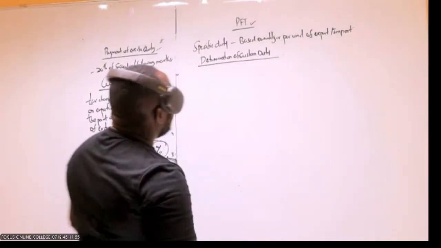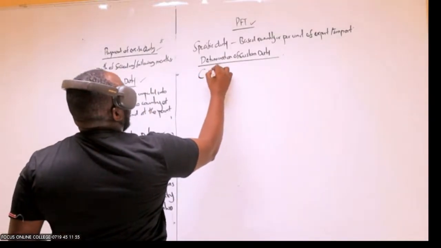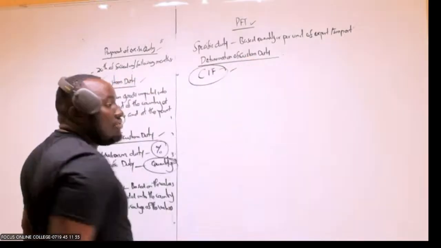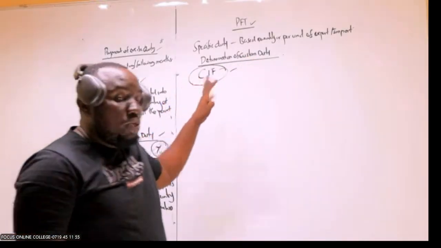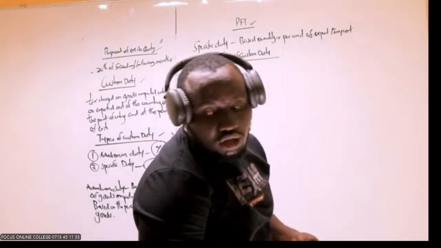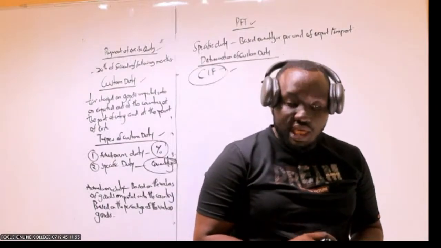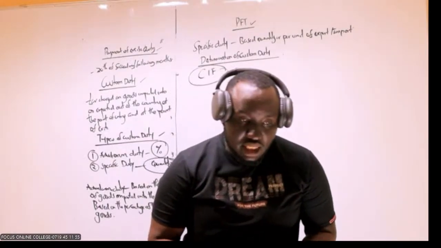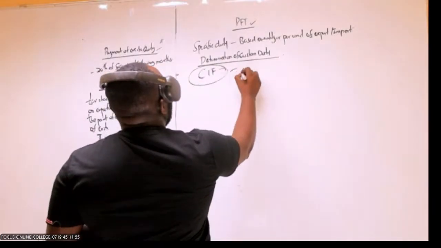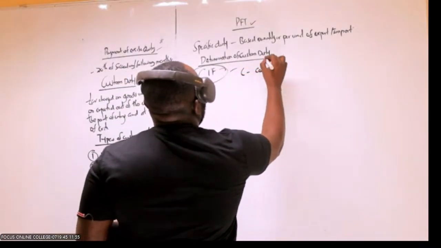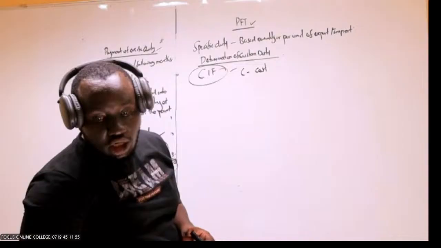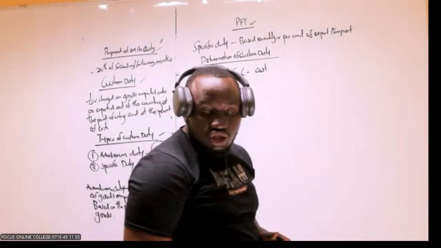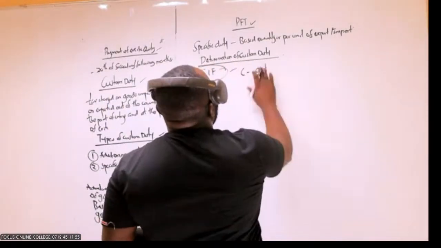Remember, custom duty is determined based on what's called CIF. If you look at questions on VAT, we talked more on the CIF. It's basically determined based on CIF. Are we together? So this C stands for cost: initial cost of purchase from country of origin.